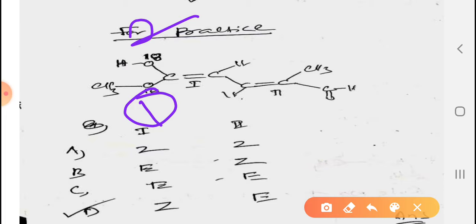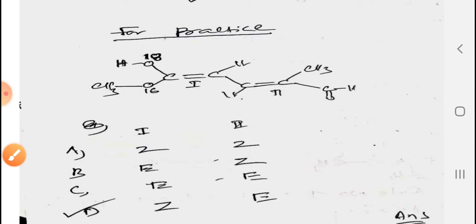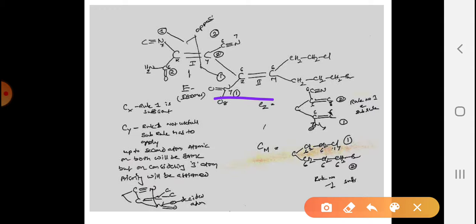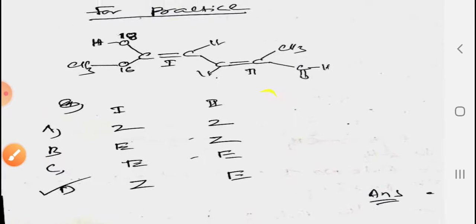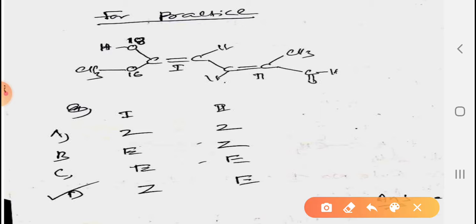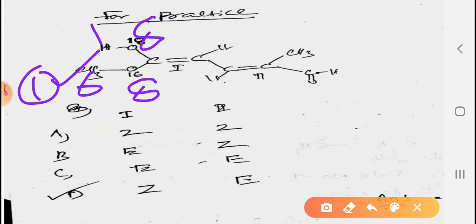Most important, according to first rule and sub rule, it is 8, it is 8. Not possible to assign the priority. Then go to next. Next it is 6, it is 1. Now we decide with the atomic number.